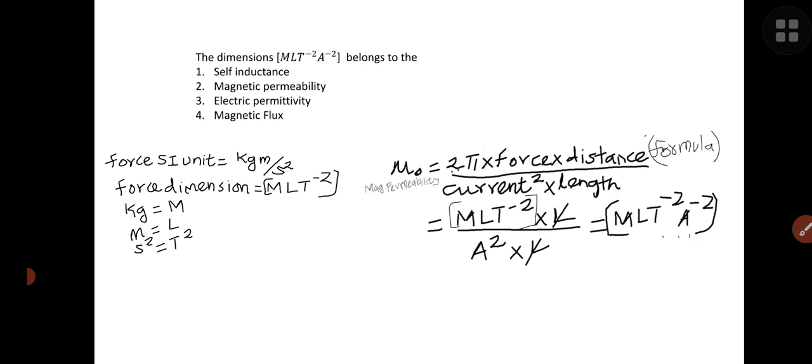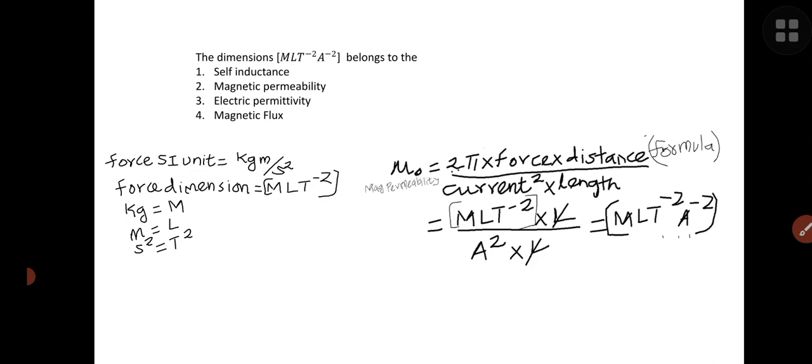The dimensions M L T power minus 2 A power minus 2 belong to which quantity: 1. Self-inductance, 2. Magnetic permeability, 3. Electric permittivity, 4. Magnetic flux. Force SI unit is kg meter per second square and its dimension is M L T power minus 2. kg is equal to M, meter is equal to L, second square is equal to T square.